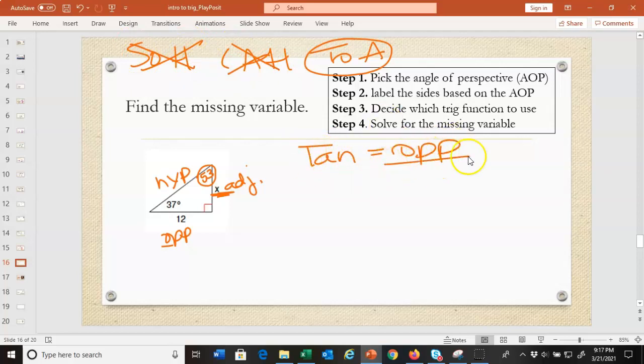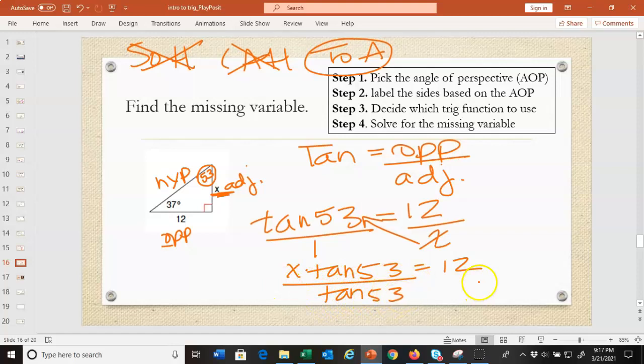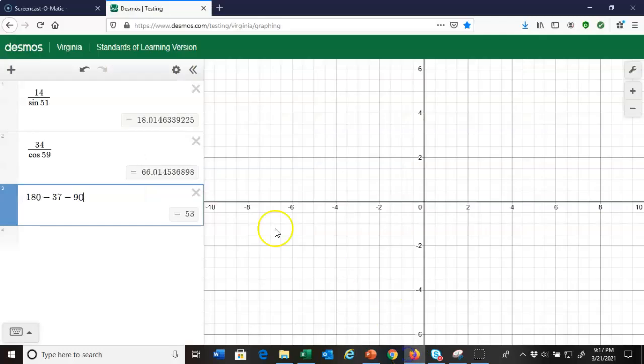And the OA helps me write the fraction, the ratio. So tangent of 53 equals opposite 12 over adjacent x. And let's go to town. We do x times tangent of 53 equals 12, and then divide by tangent of 53. What's 12 divided by tangent of 53? I have no idea. 9.04 units.